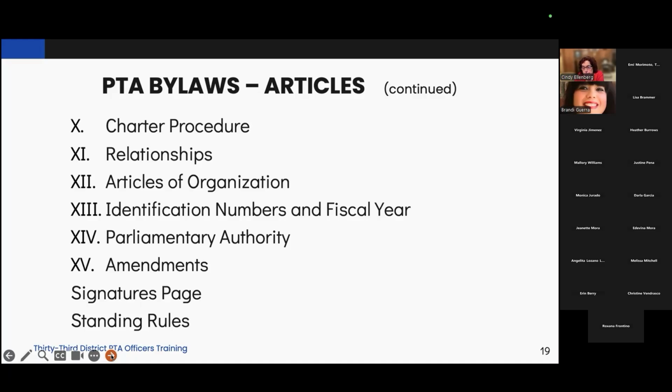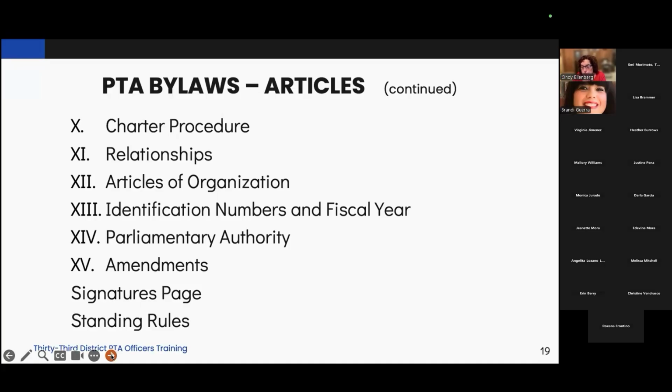Standing rules. They list when your rosters are due to council in 33rd District. It lists out any additional vice presidents that you may have. It lists when your association meeting dates are, for instance, the third Thursday of September, November, February, and May. It will list out what specific months are your association meetings.